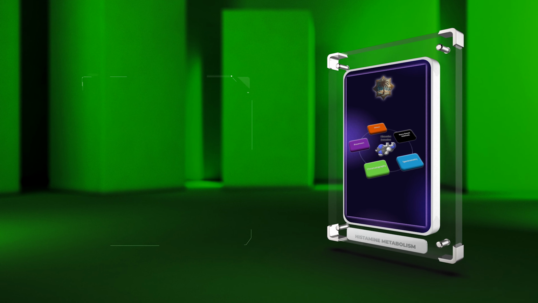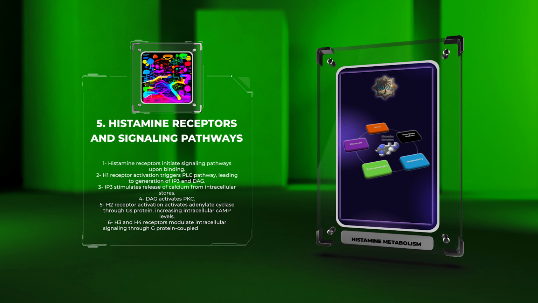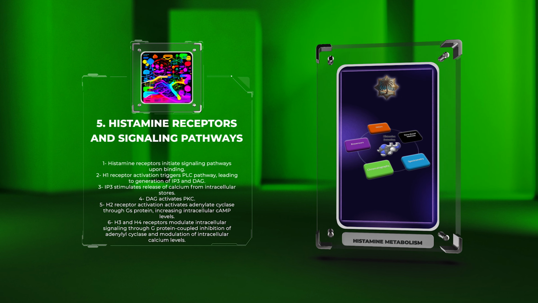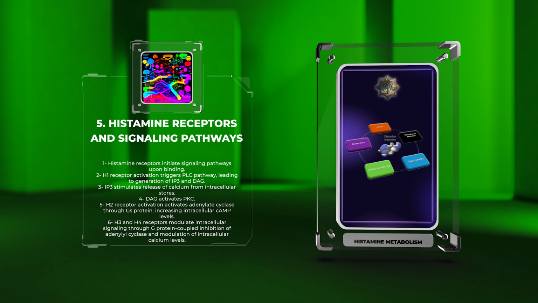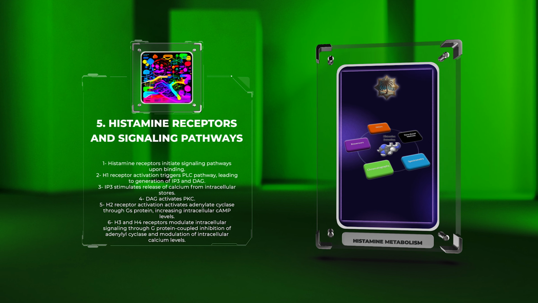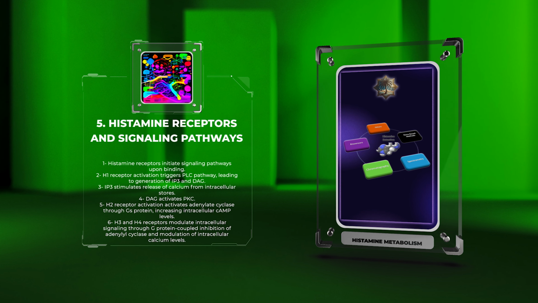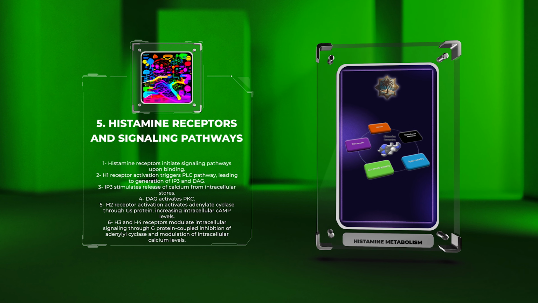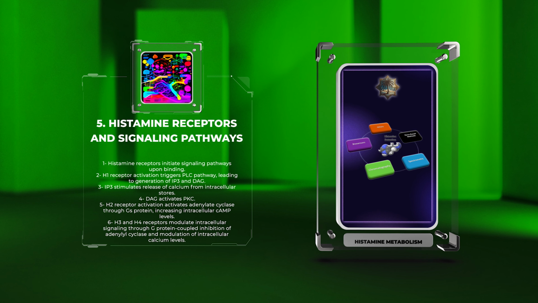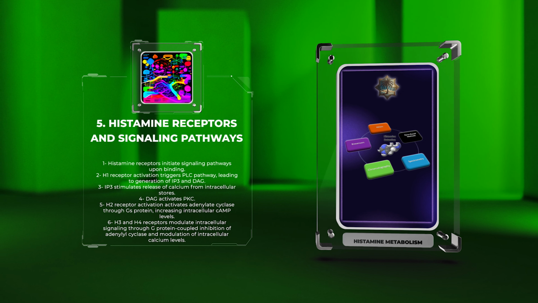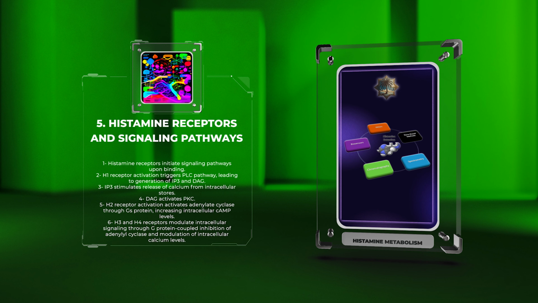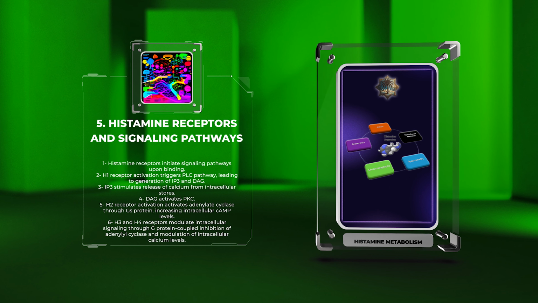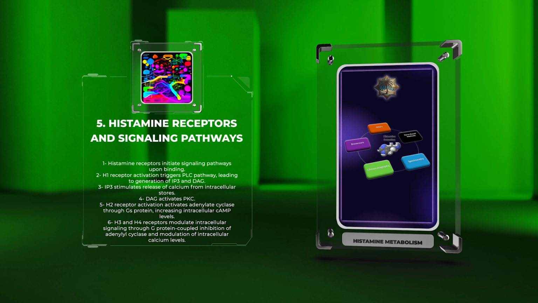Histamine receptors initiate signaling pathways upon binding to histamine. Activation of H1 receptors triggers the phospholipase C, PLC, pathway, leading to the generation of inositol triphosphate, IP3, and diacylglycerol, DAG. IP3 stimulates the release of calcium from intracellular stores, while DAG activates protein kinase C, PKC. H2 receptors, when activated, activate adenylate cyclase through Gs protein, leading to an increase in intracellular cyclic AMP, cAMP, levels. H3 and H4 receptors modulate intracellular signaling primarily through G protein-coupled inhibition of adenylate cyclase and modulation of intracellular calcium levels.